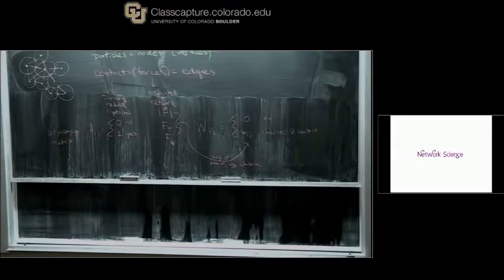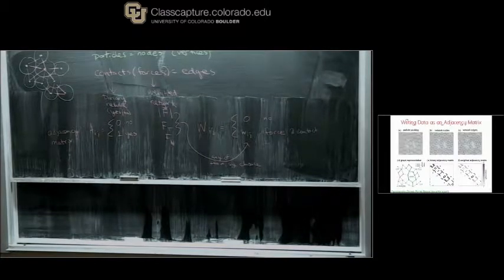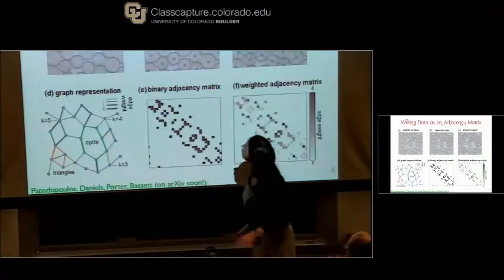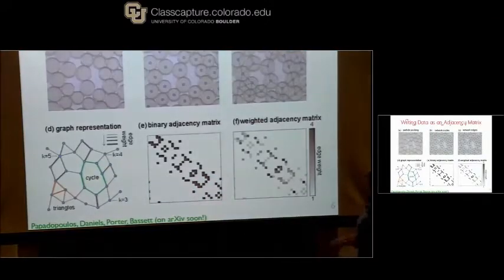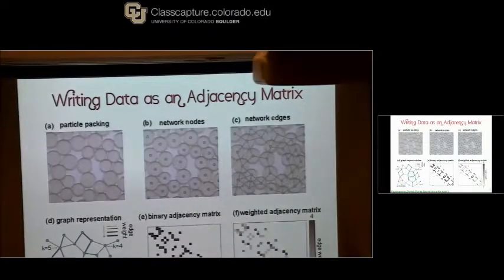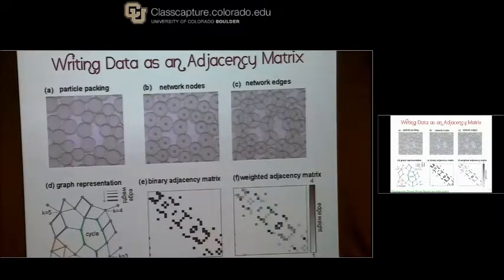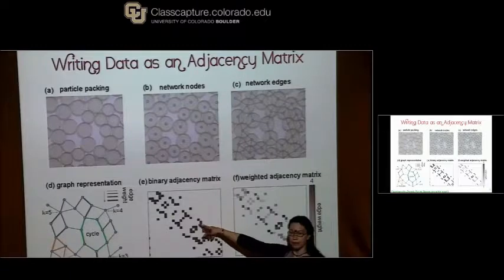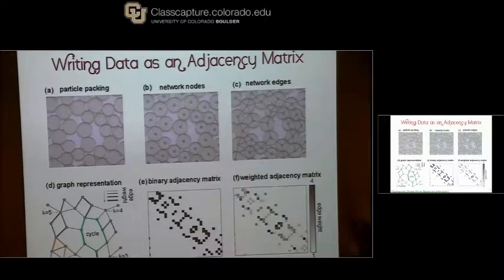So what does this look like? Here's an example of a particle packing. This is actually just taken as a photograph, not really an experiment. These are sitting on a table. You look at the nodes, those are the centers. You look at the edges. What we're doing is basically writing this as a graph. The adjacency matrix A would look like this. Black is every time there's a yes. White is every time there's a no. If they're weighted, then the grayscale shifts according to that weight.